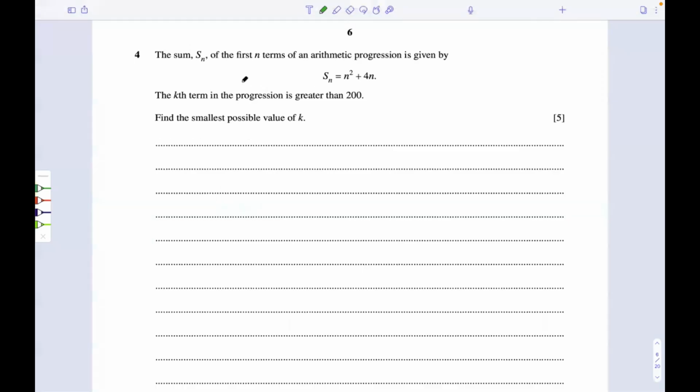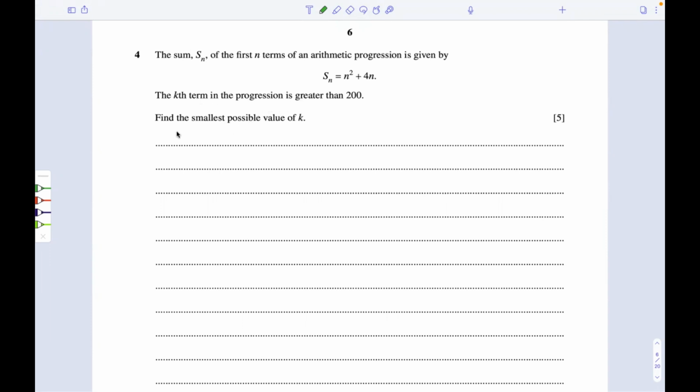Now in this question, we have an arithmetic progression and the sum is given by n square plus 4n. We have to find the kth term in the progression which is greater than 200. And we have to find the smallest possible value of k.